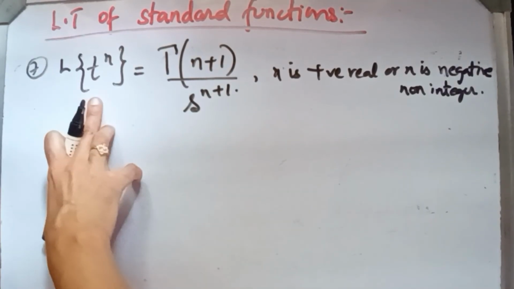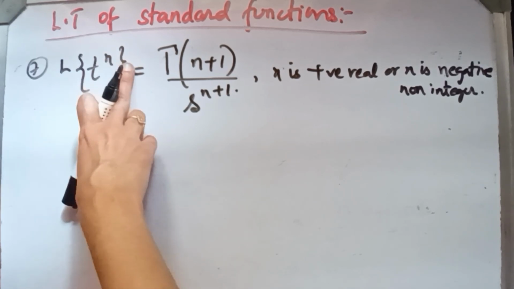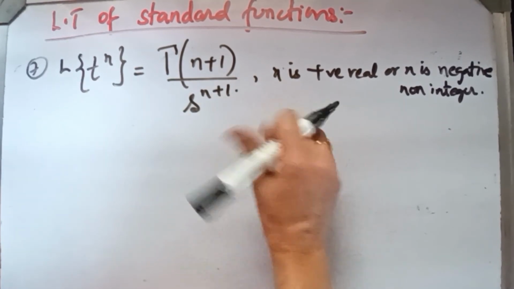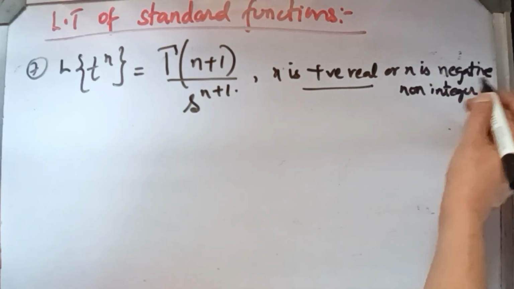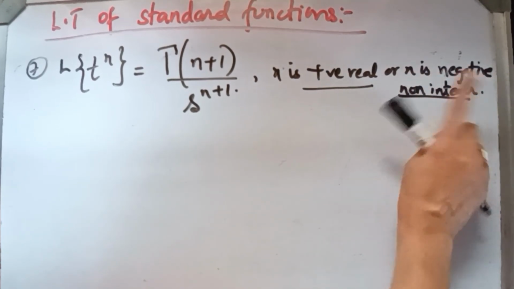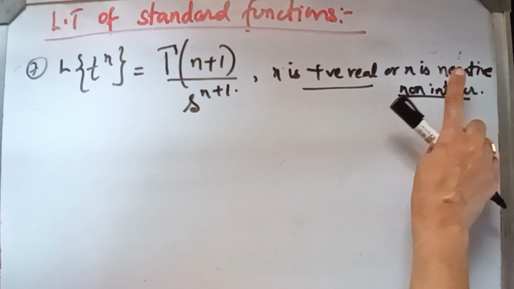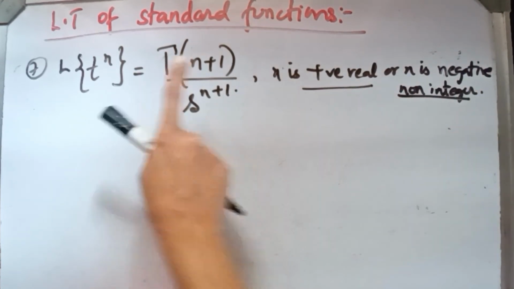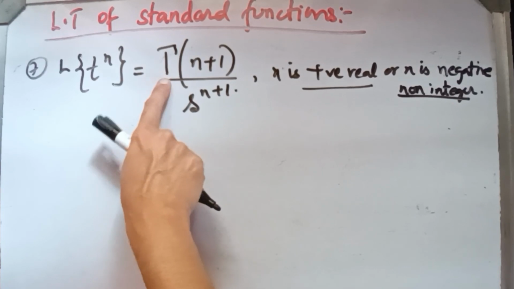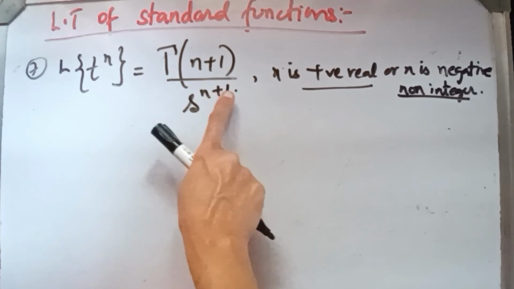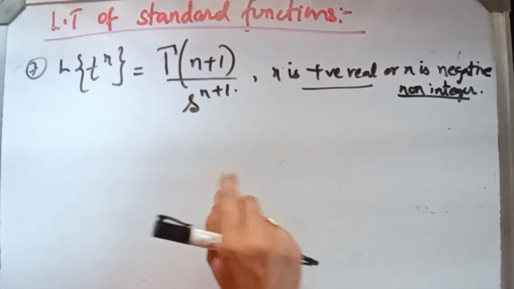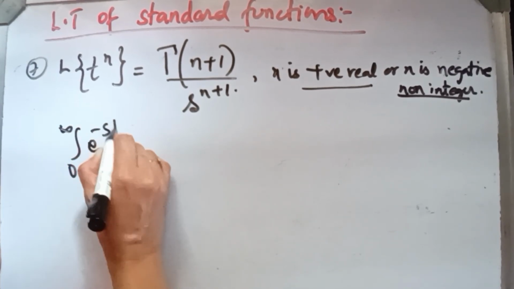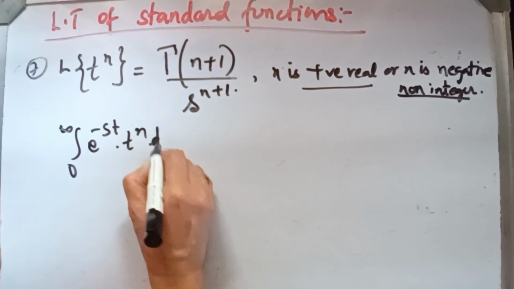Next, generalization for the Laplace transform of t power n. Earlier it was only when n was a positive integer. Now, n can be any positive real or a negative non-integer. Negative integer, that is not correct. For all negative non-integers, we have this formula. It is given by gamma of n plus 1 by s to the power n plus 1, where gamma is a gamma function. That is, the integral from 0 to infinity of e power minus st into t to the power n dt.